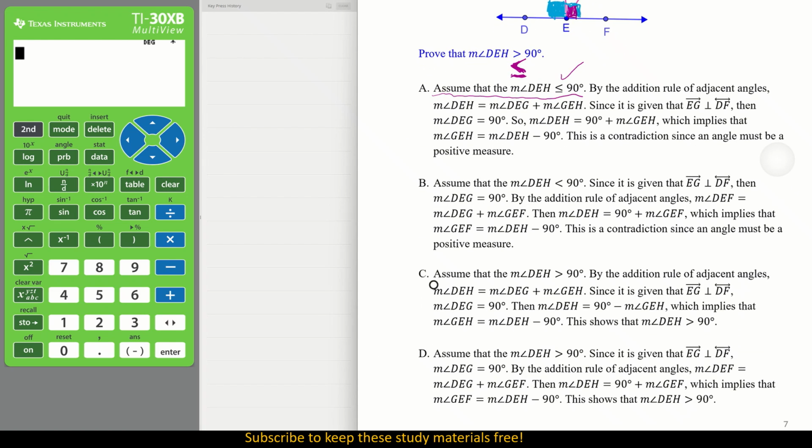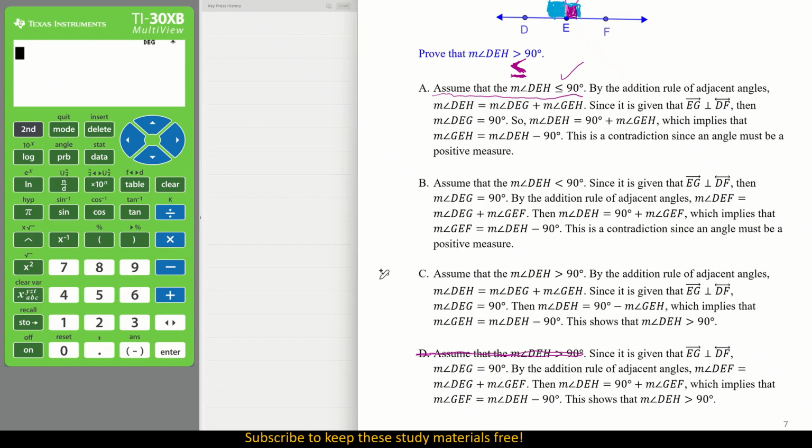Let's start at D. Let's eliminate D. Assume that the measure of, that's a given. That's not going to work for this type of proof. And you should be very used to this proof. It's another popular one. That just isn't going to work. Just not copacetic.